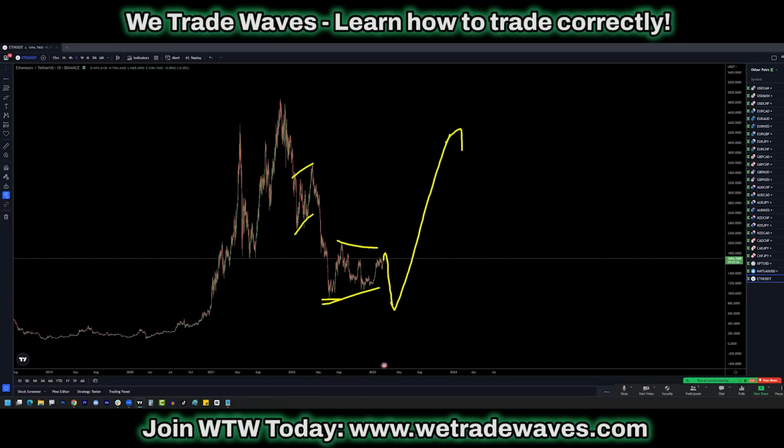Because this will complete the 5-wave structure. Regardless of the fundamentals, regardless of what's happening in the world, this is what the structure and wave analysis is saying. One more drop is possible before the next up wave. So those of you who missed the up move, you might get a better entry. 1K or 1800 will be the best entry for Ethereum.